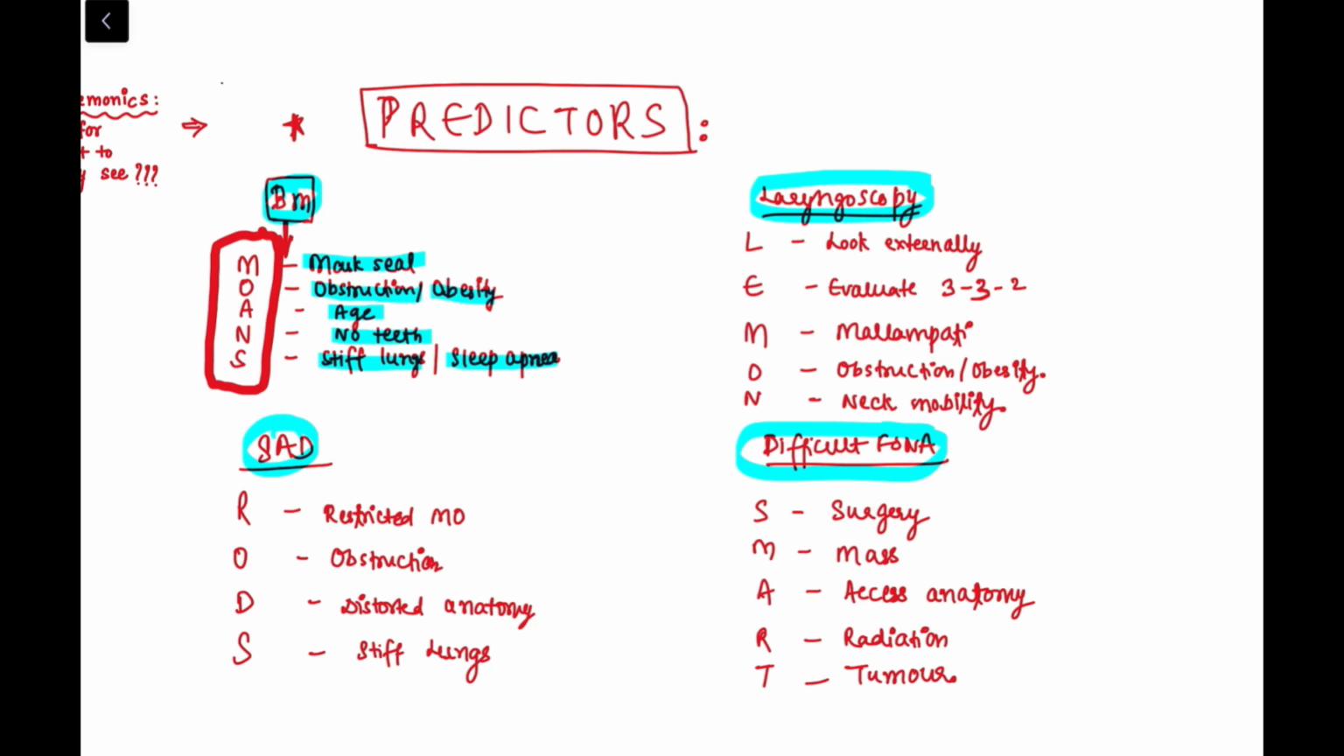The second component is supraglottic airway devices. The mnemonic is RODS, RODS. That is restricted mouth opening. Because if the mouth opening is restricted, how will you insert a supraglottic airway device, right? Then again, obstruction, any distorted anatomy, because if there is some distorted anatomy, even if you insert a supraglottic device, there will be leak, and again the stiff lungs.